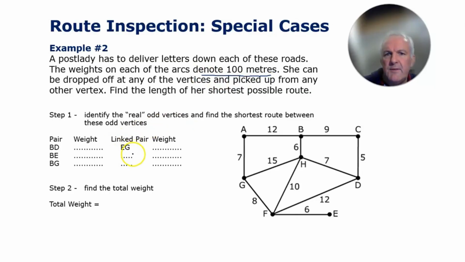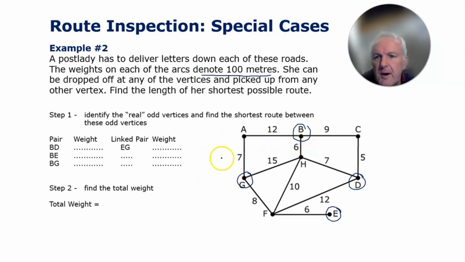She can be dropped off at any of the vertices and picked up from any other vertex. Find the length of her shortest route. Now, again, my idea here is I can go from any to anywhere else. So that's an odd. It says D is also an odd on my list there. It says E is an odd. Is that right? Yeah, obviously it's on its own. G is an odd. And I'm assuming they're the only ones. 1, 2, 3, 4. So they're my odds. Now I can go from any one.